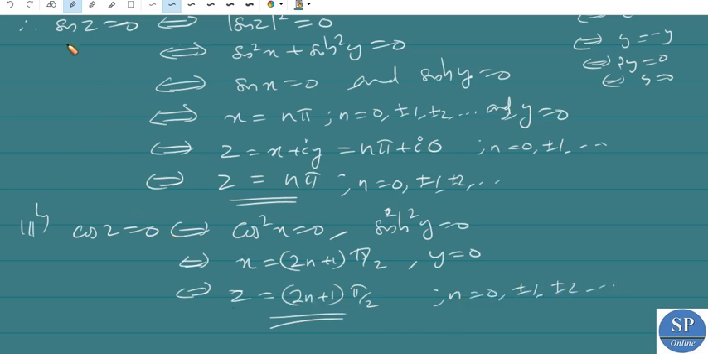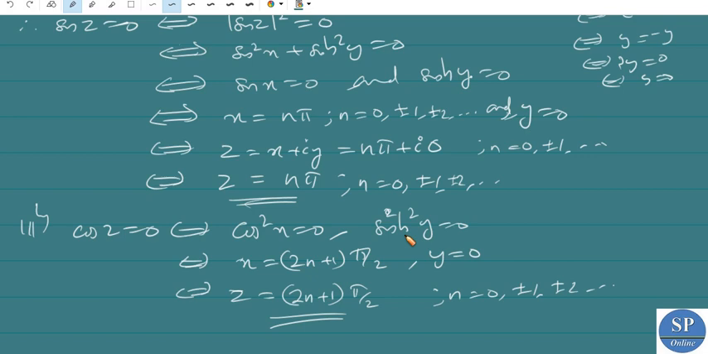So zeros of sin z are 0, pi, 2 pi, etc., minus pi, etc. And zeros of cos z are (2n plus 1) pi by 2 for n equal to 0, plus or minus 1, etc. So here, to find the zeros of sin z and cos z, that is the value of z such that sin z is equal to 0, that is the zero of sin z, and the value of z such that cos z equal to 0, that is the zero of cos z. To find these zeros of sin z and cos z, we used the hyperbolic function of real variable y.